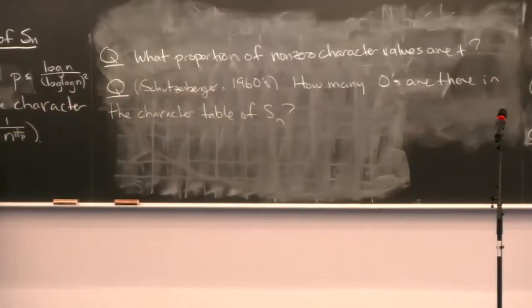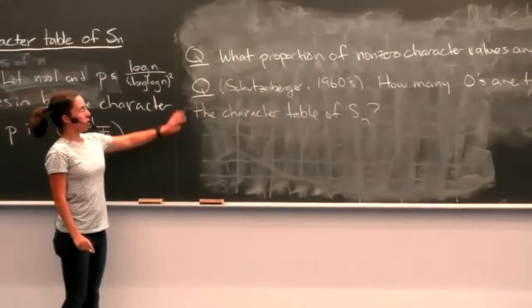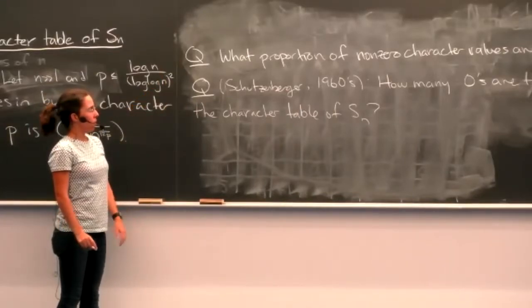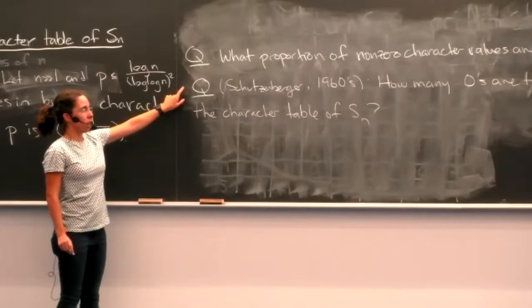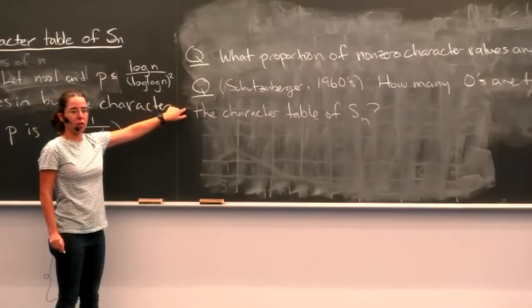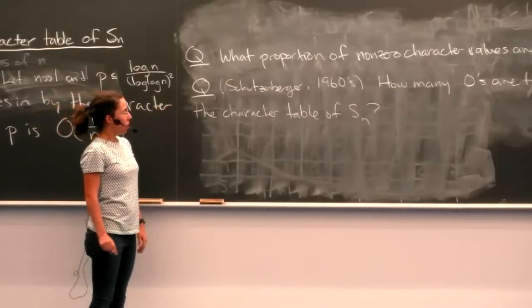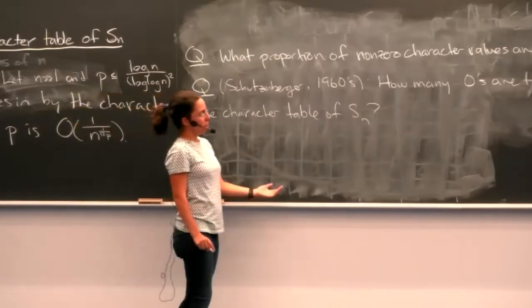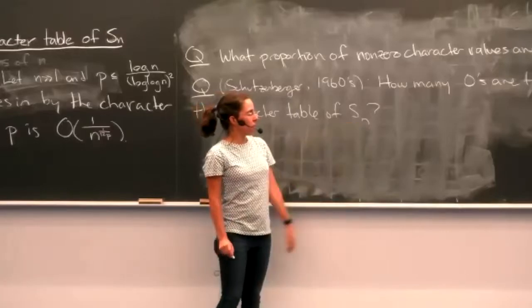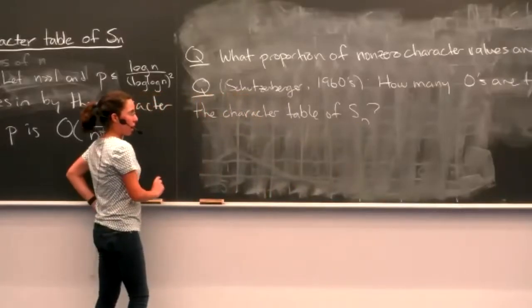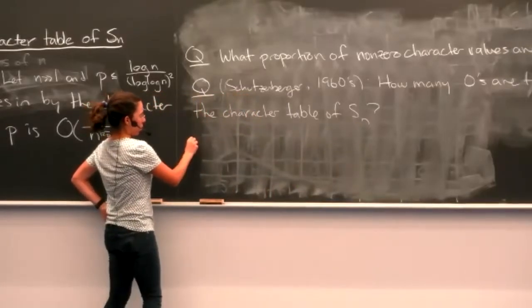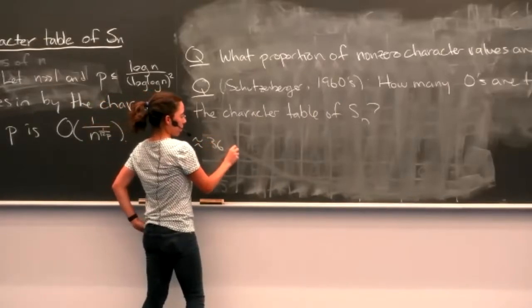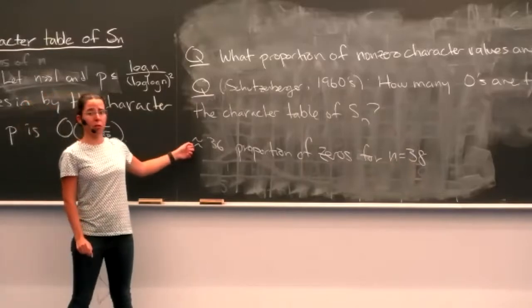Computationally it's pretty clear what's happening with signs: half should be positive, half negative. It's not really clear at all computationally what we should expect the answer to the zeros question to be. Alex only computed the character tables for n up to 38, and for n equals 38, he observed a proportion of about 0.36 of the entries are zero. And it's pretty hard computationally to go further than this.